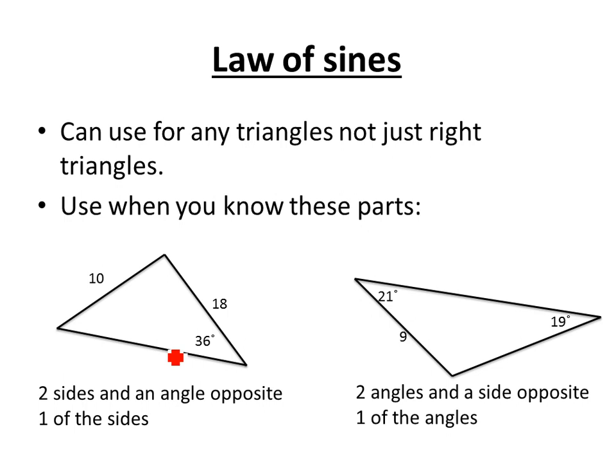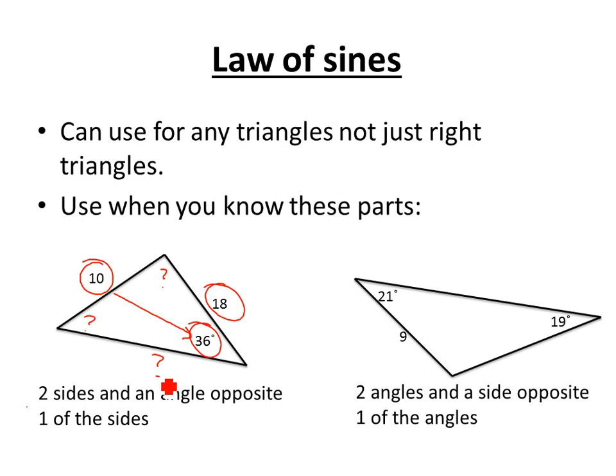The only times you can use it though is when you know certain parts. And those parts are, for this one, two sides and an angle opposite one of those sides. So if we know these two sides, and then you gotta know an angle that's directly across or opposite one of those sides, which we do in this case, which is the 36-degree angle there. So we could use law of sines to find this angle, or this side over here. We could find any of those parts using the law of sines.